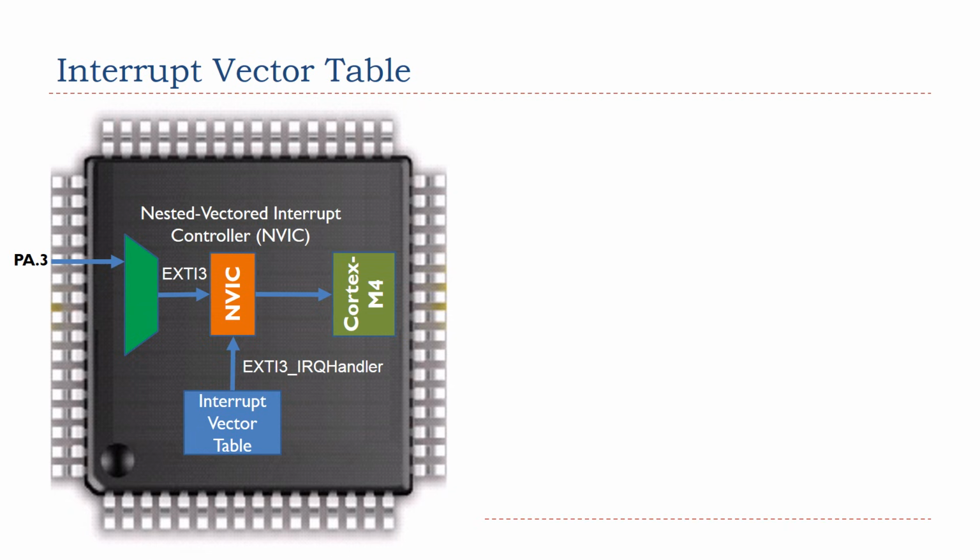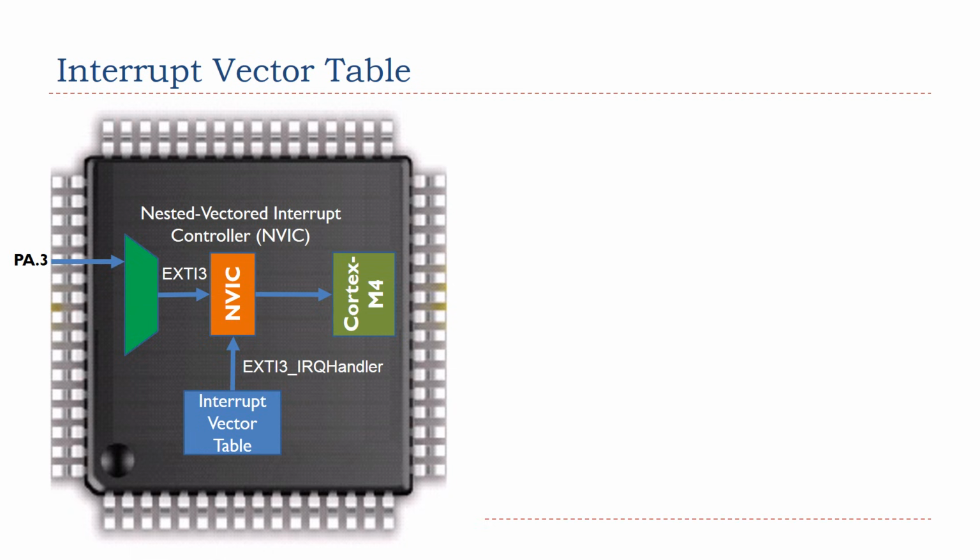The nested vectored interrupt controller, NVIC, prioritizes and handles all interrupts. When we press the push button connected to the pin PA3, the hardware generates an electrical signal, called an interrupt request, EXTI3. When the NVIC receives the interrupt request, it forces the processor to jump to, and execute, a special piece of code called an interrupt service routine, or an interrupt handler. Specifically, the processor will execute the function named EXTI3_IRQHandler.